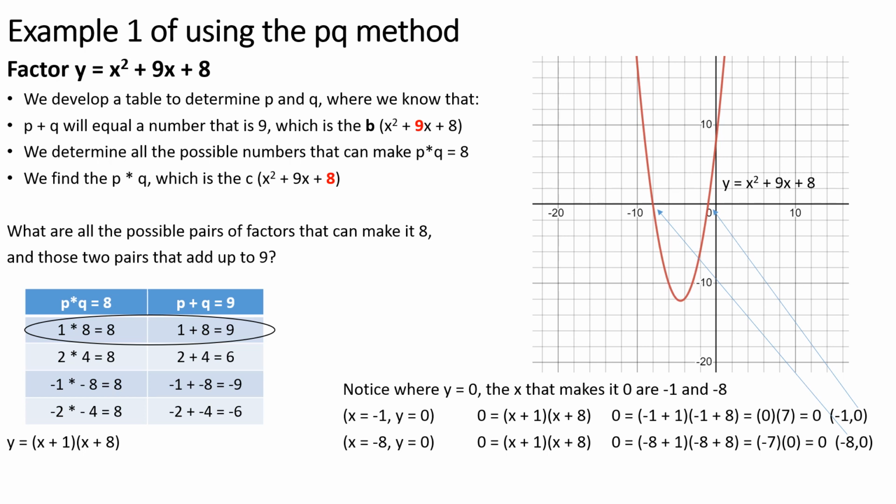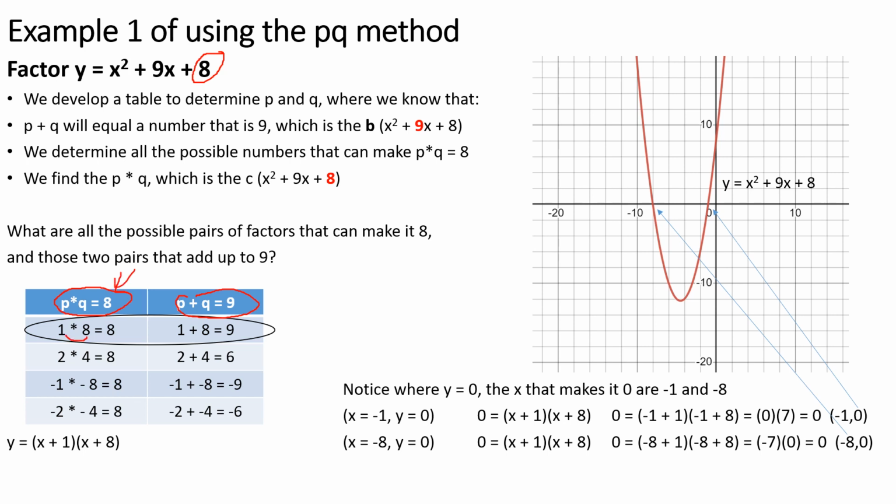And what I'm going to do is, remember, I said my P times Q is always going to be equal to 8. So I'm going to figure out what two numbers give me 8 when I multiply P and Q together. And then the P plus Q is going to equal 9. So first I'm going to do all the factors of 8.